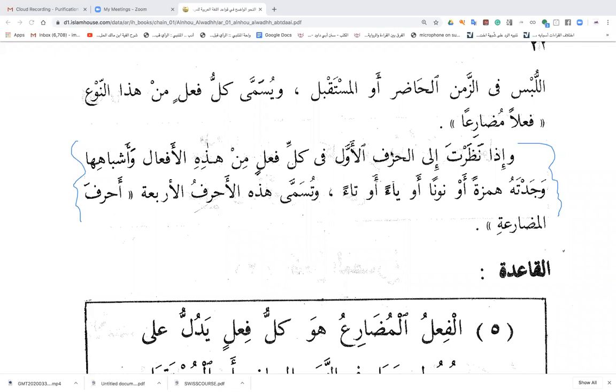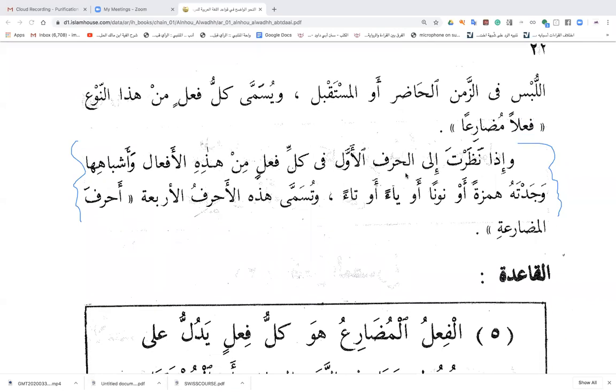وإذا نظرت إلى الحرف الأول, if you look at the first letter in each one, في كل فعل من هذه الأفعال وأشباهها, in each of the verbs mentioned above, and their likenesses, other verbs like them, وجدته همزة أو نونا أو ياء أو تاء.